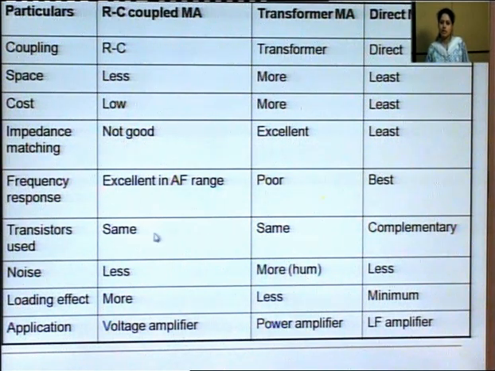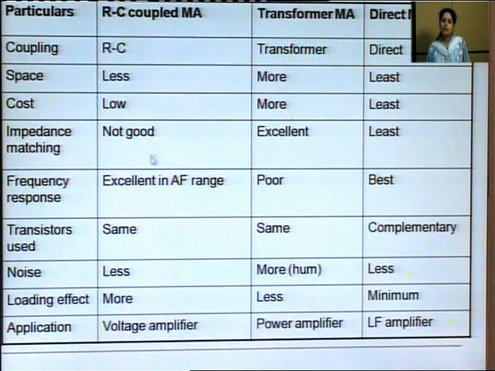Transistors used for RC coupled and transformer coupled are the same, that is NPN and NPN or PNP and PNP, but in direct multistage amplifier you are using complementary transistors, that is if you are using NPN in the first stage, the second stage will be vice versa, that will be PNP. The noise is less in your RC coupled amplifier. In transformer coupled, the noise is more, that is a hum is produced in case of your transformer coupled amplifier. In direct coupled it is less.